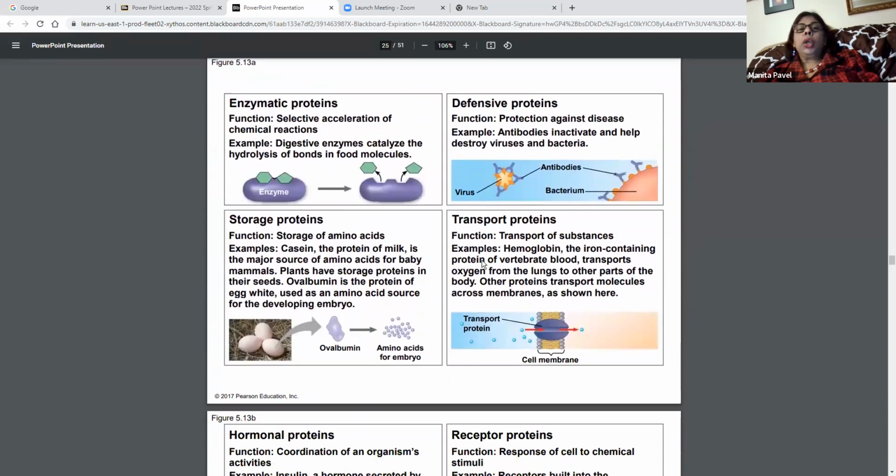Let's look at each function the protein is performing. In this case, enzymatic proteins. Proteins are acting as enzymes, and enzymes are going to accelerate or speed up the reaction. So this structure here is an enzyme. For example, digestive enzymes catalyze the hydrolysis of bonds in food molecules.